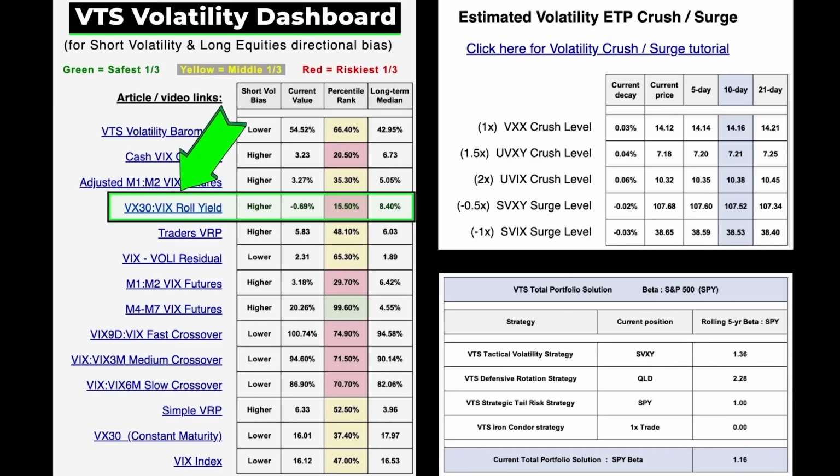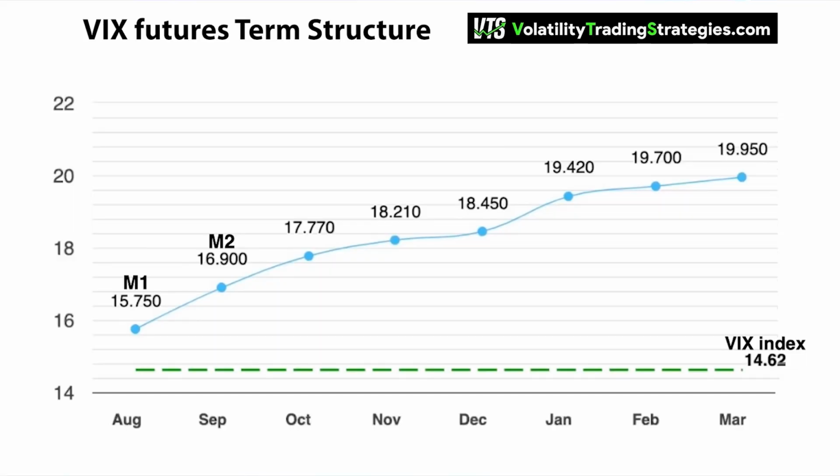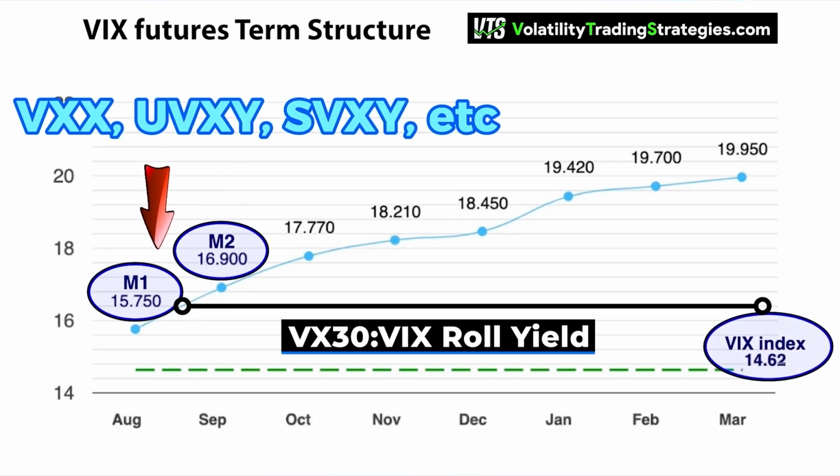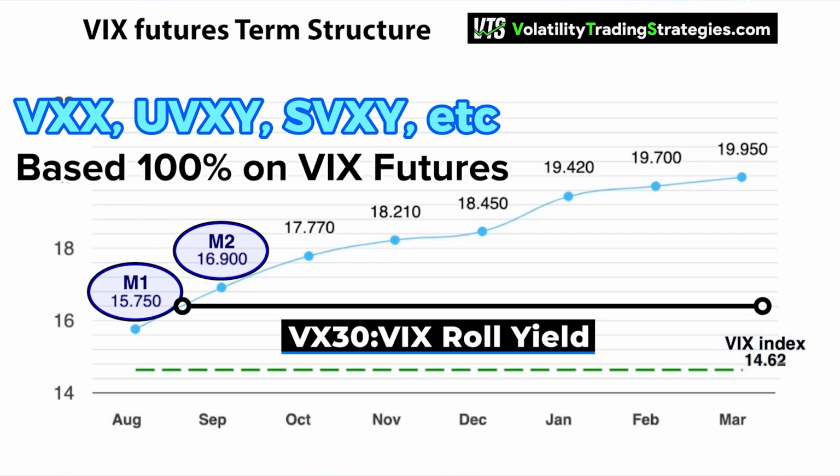That one there called the VX30 to VIX roll yield, let's use that metric to actually start making some money. So the VX30 to VIX roll yield is a representation of how much these front 2-month VIX futures are above the VIX index. This is important because remember, the volatility ETFs like VXX, UVXY, SVXY, there's many of these, they derive their value entirely based on the price of those front 2-month VIX futures.